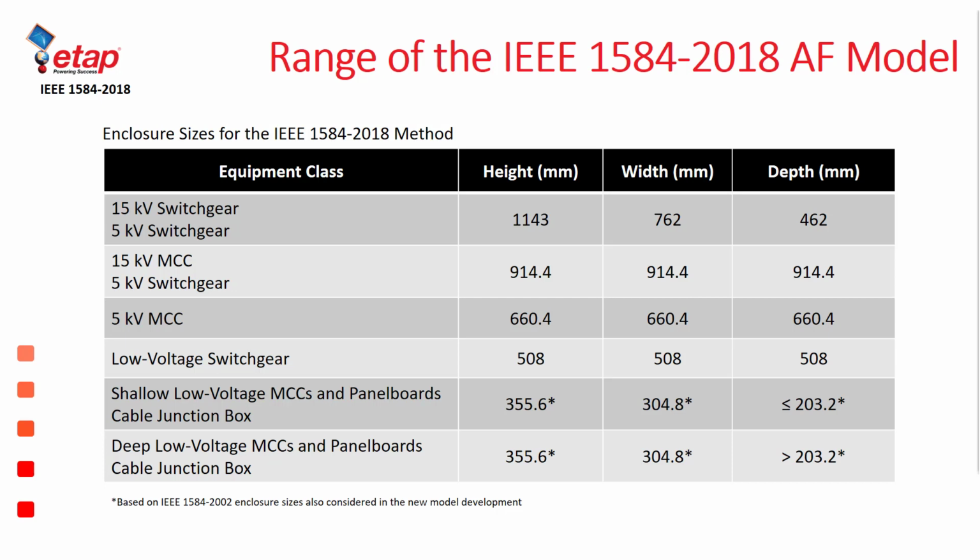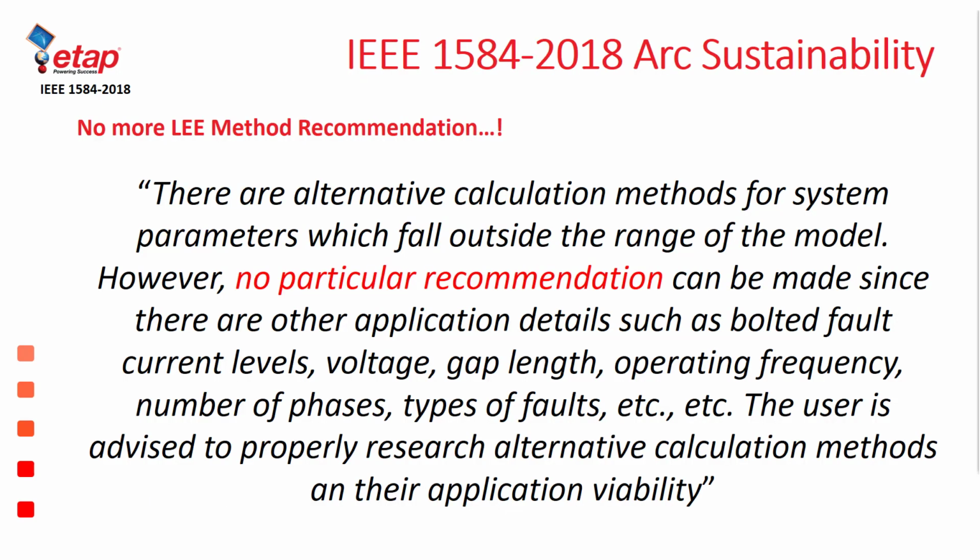Bottom line, what this table says is that if you have enclosures with similar sizes in the medium voltage range, your results will tend to be more accurate. And if you have low voltage equipment with enclosure sizes similar to the ones listed in the table, you also expect more accurate results. But the model can handle larger boxes in low voltage equipment or smaller boxes in medium voltage equipment. Since we are talking about the range of application, what happens if we fall outside the range?